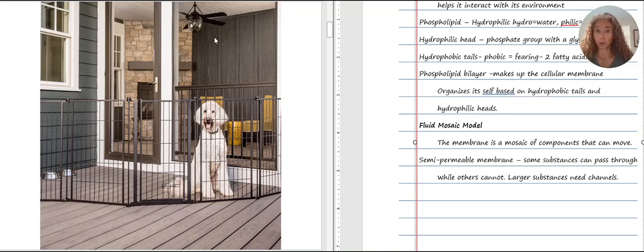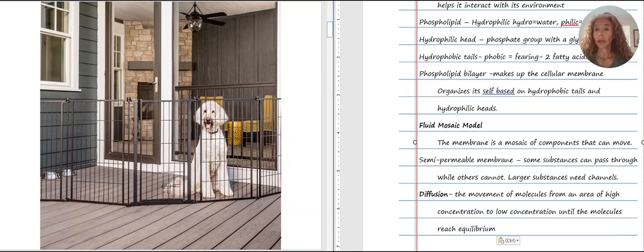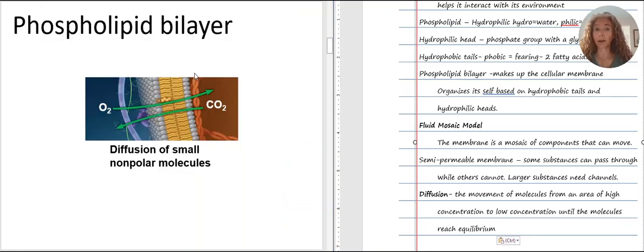When molecules move, they are going to move from an area of high concentration to low concentration, and this is diffusion. Diffusion is simply when molecules move from an area of high concentration to low concentration to reach equilibrium. And occasionally molecules can move freely.